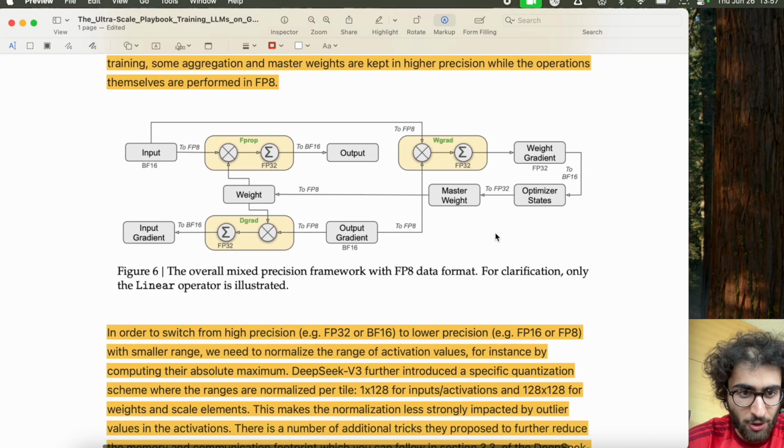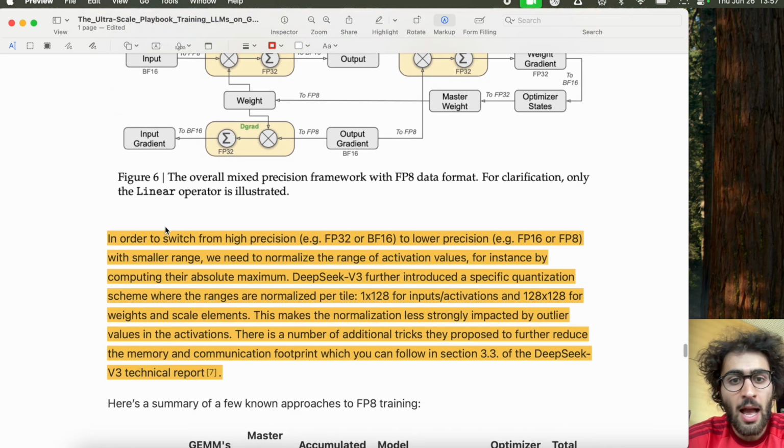And in order to switch from higher precision to lower precision with smaller range, because of course FP32 can represent a much wider and more precise value range than, for example, FP8, we need to normalize the range of activation values, for instance, by computing their absolute maximum. Which is to say, we're not just going to directly translate the number 10 in FP32 to 10 in FP8. Instead, we'll take the range and then we'll subtract by the maximum value and then divide by the absolute range. And then this will give us a normalized value, which will then be converted into the given data format.